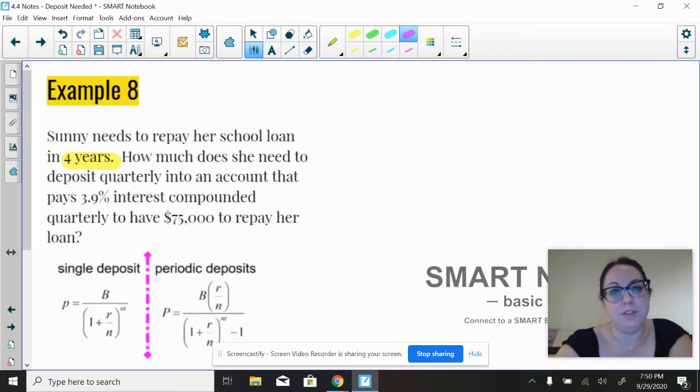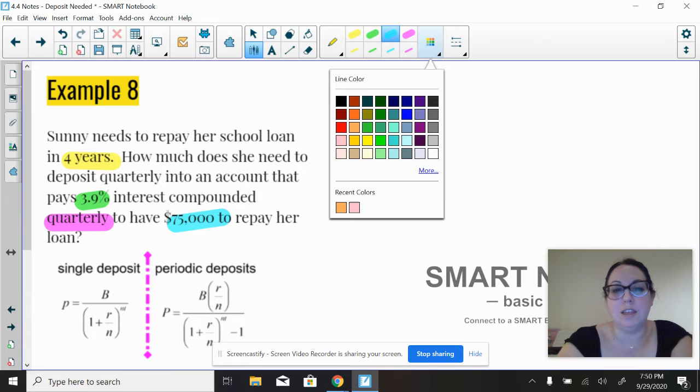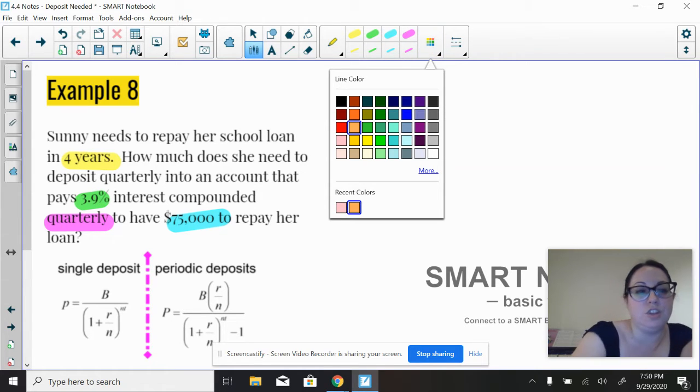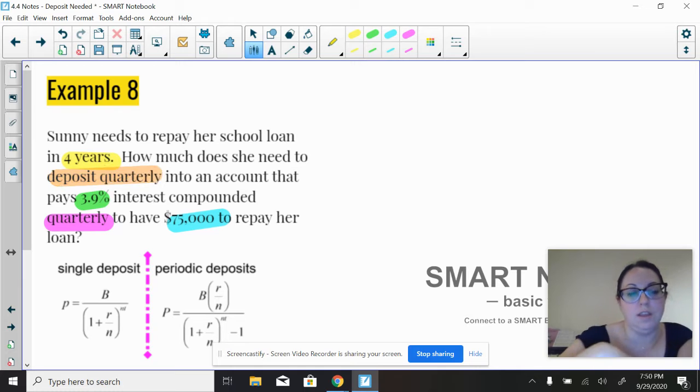into an account that pays 3.9% interest compounded quarterly to have, yikes, $75,000 to repay her loan? So we're going to take a look at that. What I do notice here is that the interest is getting compounded quarterly, but it also said that she is going to make the deposit quarterly. And so we're going to go ahead and label all of our little pieces here.